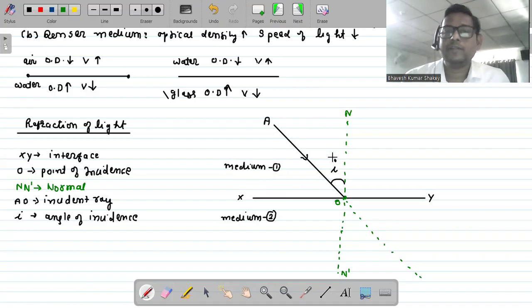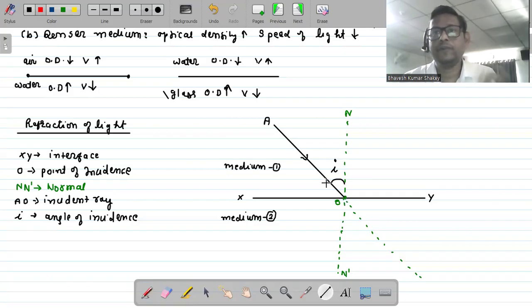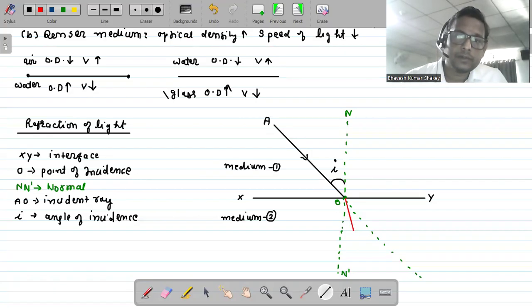So when the light ray travels from medium 1 to medium 2, as I explained before when I was defining rarer medium and denser medium, the speed of light will change. Now, because the speed of light changes, this light ray will bend. Understand the concept? When the light ray travels from one medium to another medium of different optical densities, its speed changes, and because its speed changes, it bends from its path like this.